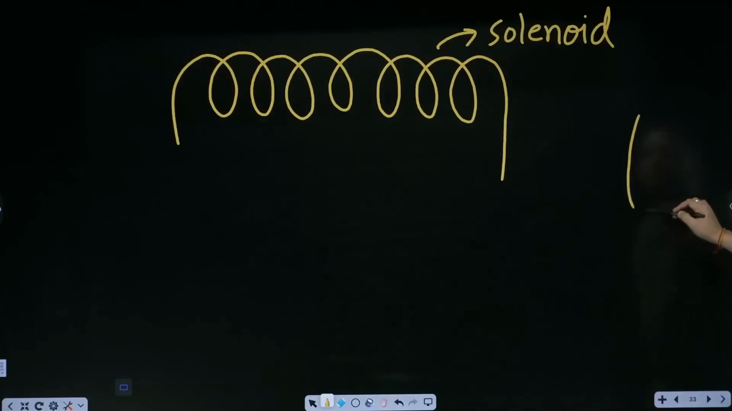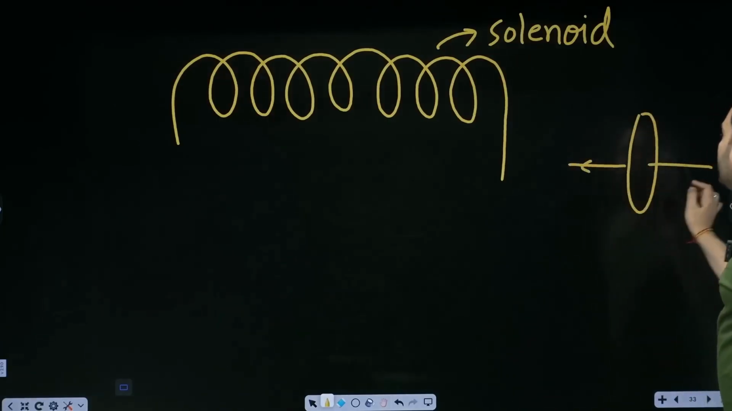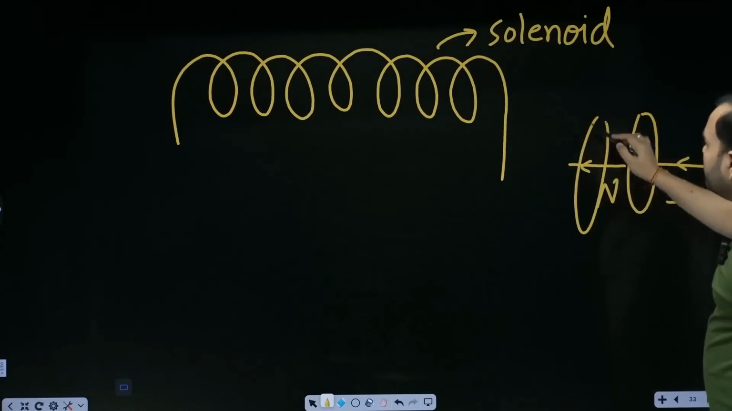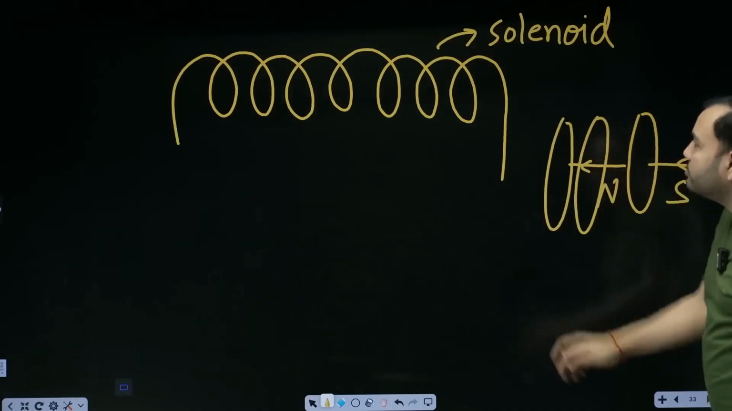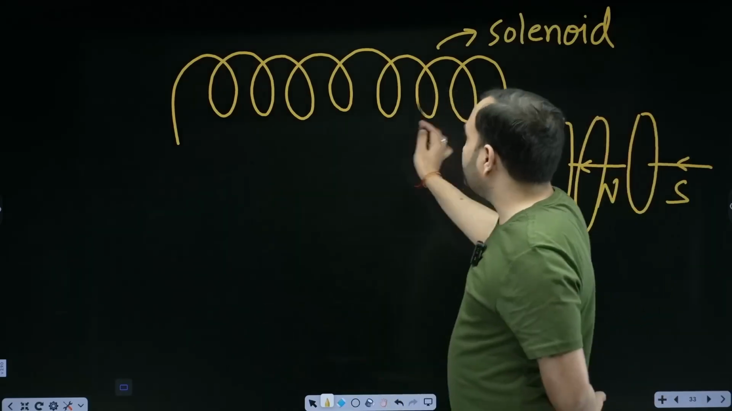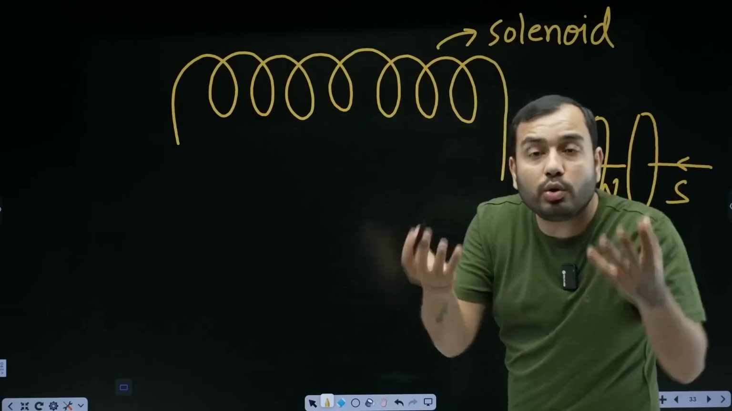Beta, this was a coil. How was the magnetic field? It was entering from here, getting out from here. It was entering south, coming out inside. We called it north. Think I put another coil in front of it. What will happen? It would enter from here, get out from here. I put one more, in from here, out from here. Similarly, I have put a lot of coils. As many turns as would be there, n turns instead of 1, so the magnetic field is n times more.